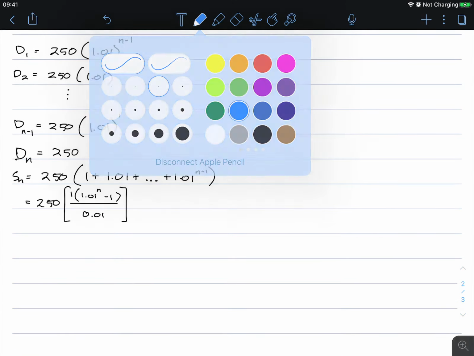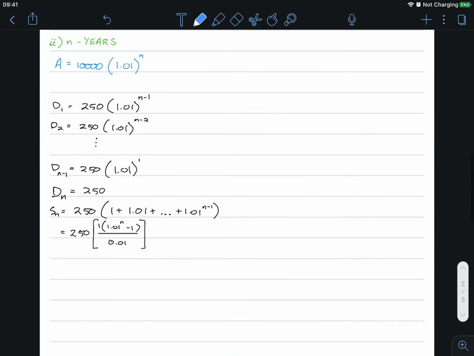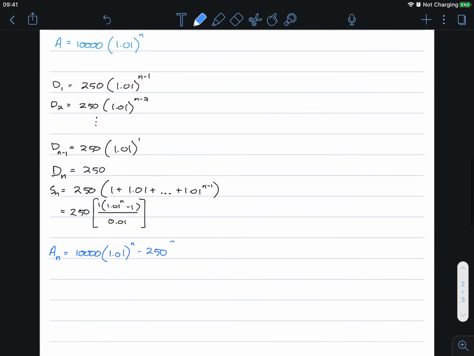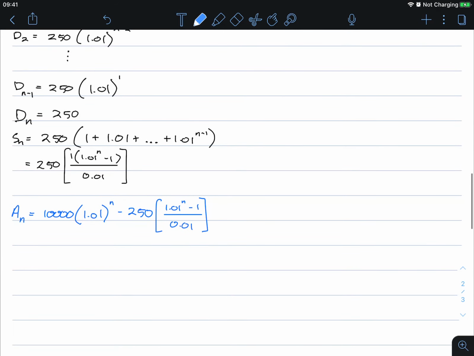And here altogether is the expression that we have for the n number of years. So a(n) is 10,000, 1.01 to the power of n minus 250, 1.01 to the power of n minus 1 all over 0.01. We can do this for any n value.